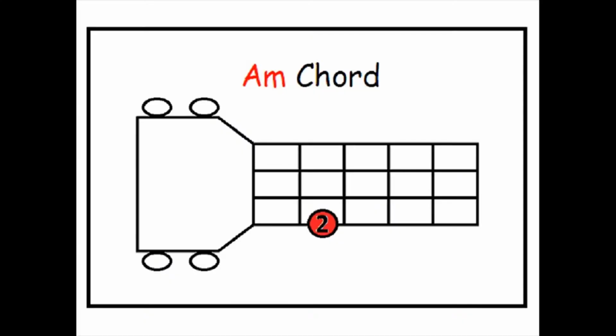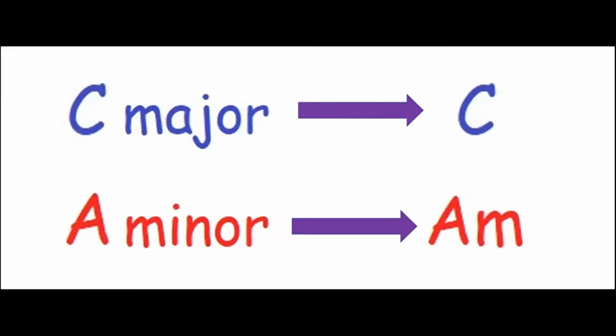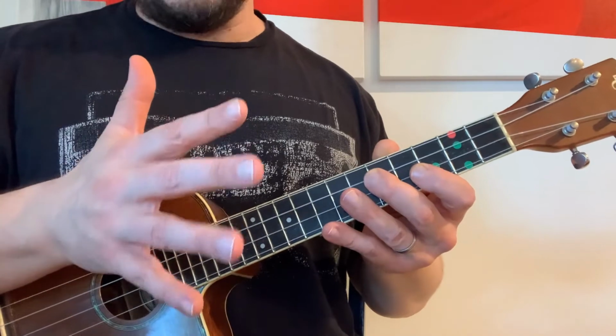Now that we've done our blue sticker, let's turn our attention to the red sticker. For this one, you're going to use your middle finger. Put it on the 2nd fret and strum. This is how you play the A minor chord. And remember this, major chords are just a letter, but minor chords have a little m next to them. Some people write both letters lowercase, but I don't. It's not necessary.